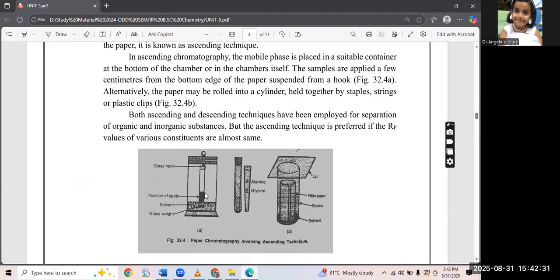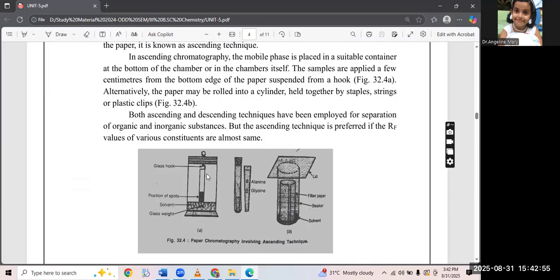So we have to take a sample from the bottom edge of the paper, and it should be applied a few centimeters upward. Alternately, the paper may be rolled into a cylinder form and held together by staples. It should be closed by staples, strings, or plastic clips, or some other method we use to close that paper. Then we have to insert the closed chamber.